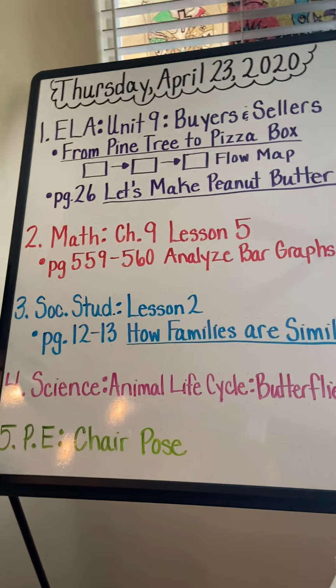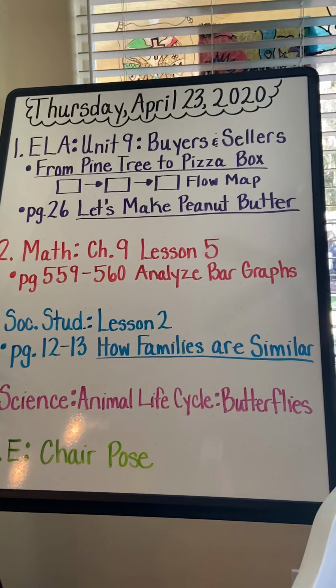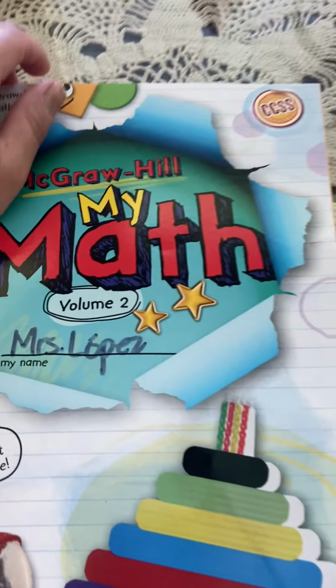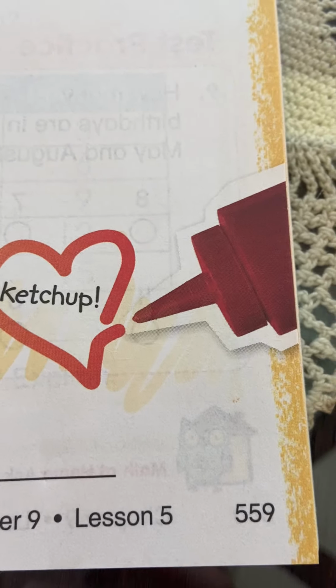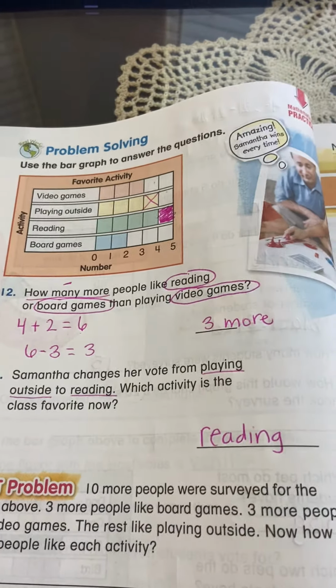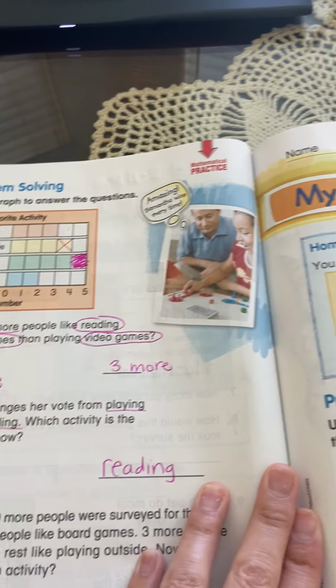Let's see what's next. Let's go ahead and grab our math books and go to chapter 9, lesson 5, and that's on page 559. Math book. We are here, page 559. And we did this lesson, boys and girls, in pieces. Okay? Yesterday, this was your homework. Okay? And thank you to those of you that did send me the homework. I really do appreciate it.